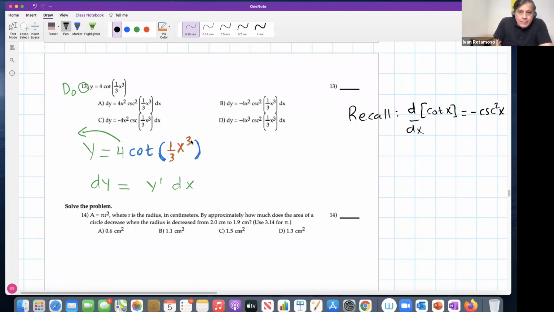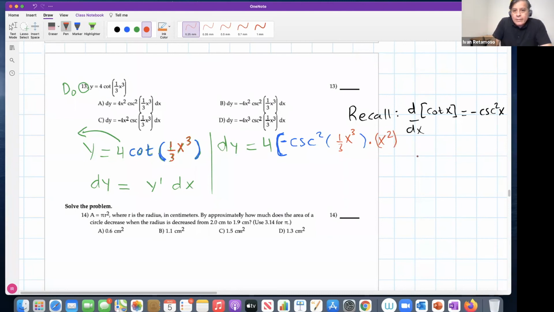The derivative of this guy would be, right here, dy. The derivative of 4, a constant, comes outside. The derivative of cotangent is negative. I'm going to write it within brackets: cosecant square of this 1/3 x cubed, times the derivative of this guy. 3 comes down, multiplies 1/3, 3 over 3 is 1, so this will be x squared.